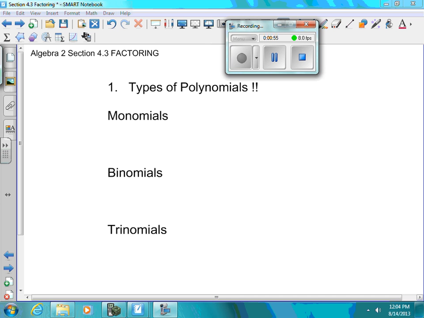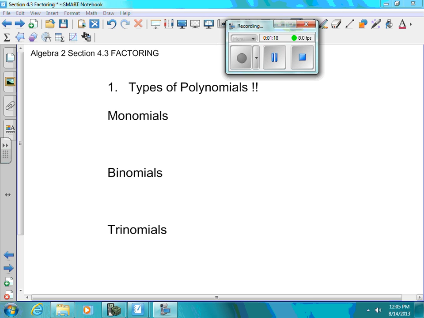So, types of polynomials. A polynomial is a very wide range of possibilities, a large family of functions. But in this section, in this chapter, we're going to concentrate on just x squared polynomials and lower. So you can have x to the third, x to the fourth, and we'll get to that in chapter 5, but not in this unit.